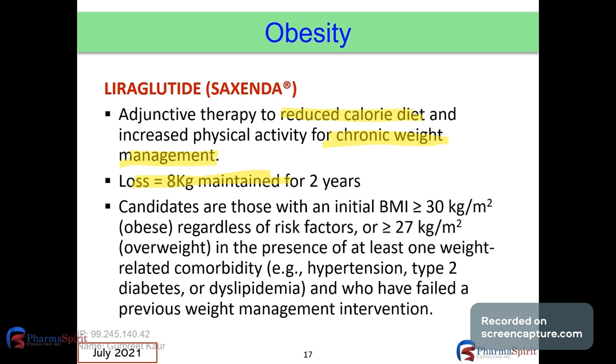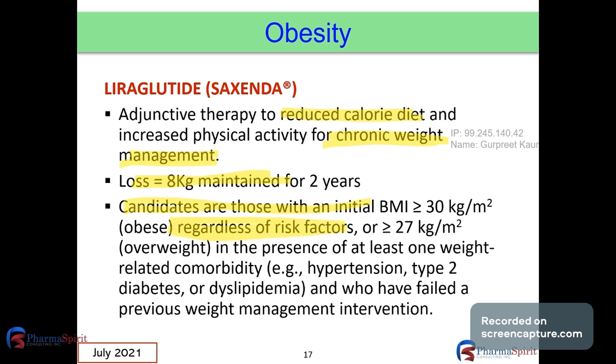The candidates for using Saxenda include those with initial body mass index of 30 or more. So basically, those are the individuals who are classically obese. They meet the definition of being obese, body mass index of 30 or more, regardless whether they have other cardiovascular risk factors or not. So they don't have to be diabetic to take Saxenda. As long as their body mass index is 30 or more and they meet the definition of being obese, they can take Saxenda for weight loss in conjunction with reduced calorie diet and increased physical activity.